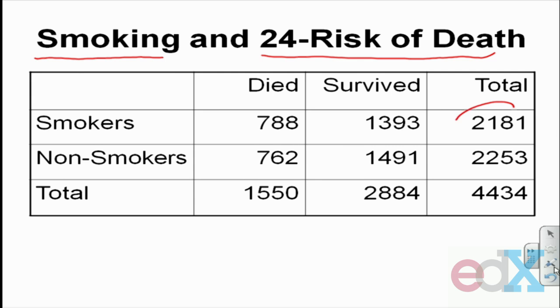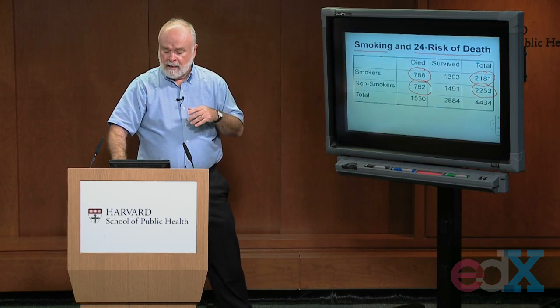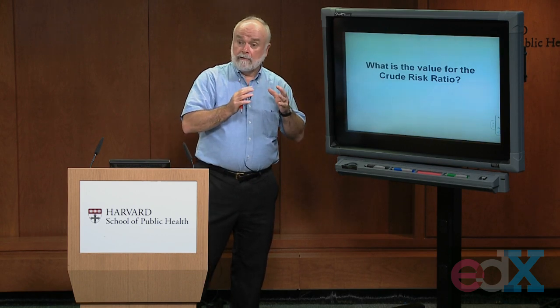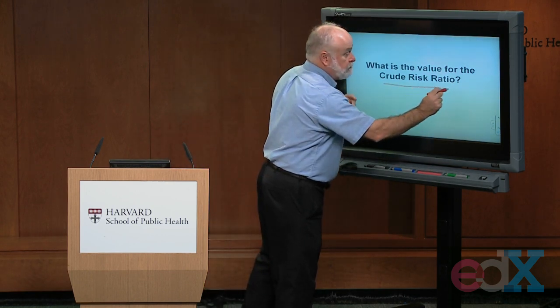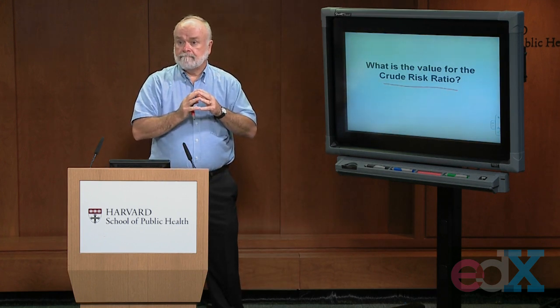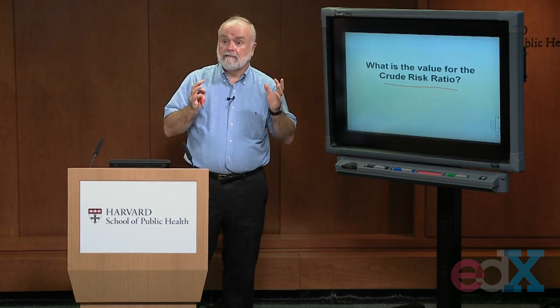You've got 2,181 smokers, 2,253 non-smokers. They were followed for up to 20 years. 788 of the smokers died, 762 of the non-smokers died. You've seen this 2x2 table before, and you've done this calculation before, but what I want you to do is to calculate the value for the crude risk ratio from that previous table. And write that down and remember it. Because then what I want you to do is a stratified analysis using Mantel-Haenszel's formula.